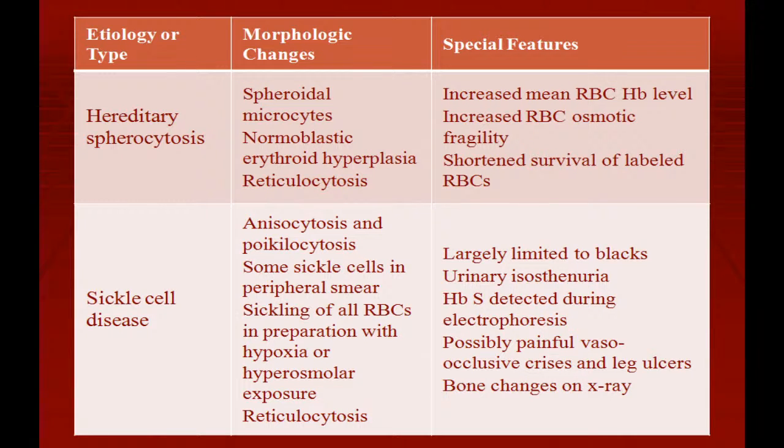Another variant of anemia is sickle cell disease. So we'll see in CBC anisocytosis and poikilocytosis, of course some sickle cells in peripheral smear, sickling of all RBCs in preparation with hypoxia or hyperosmolar exposure, and reticulocytosis is typical for sickle cell disease. So as specific features, you see that hemoglobin S can be detected during electrophoresis, largely limited to blacks. There will be urinary isosthenuria, it's typical for them, and possible vaso-occlusive crisis and leg ulcers can be present, and sometimes bone changes on X-ray, which also will help you to differentiate this form of anemia from others.